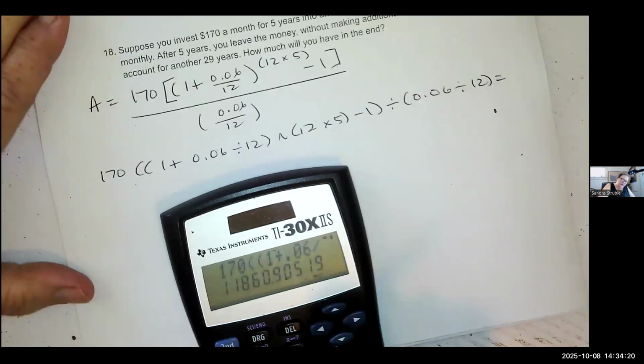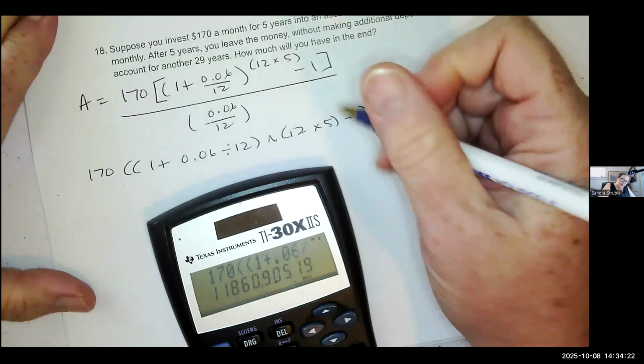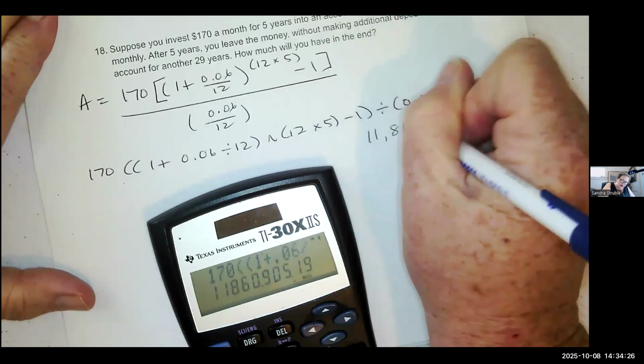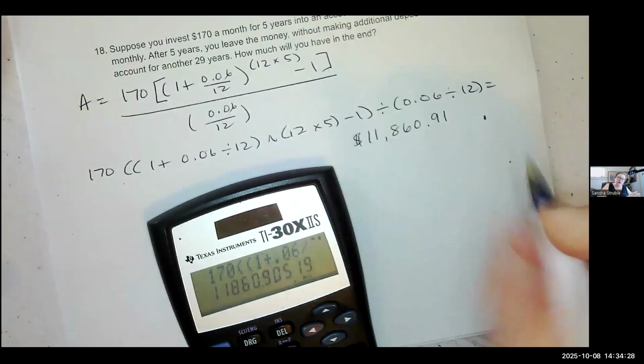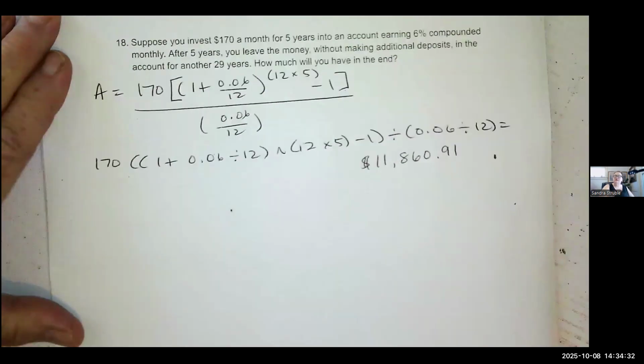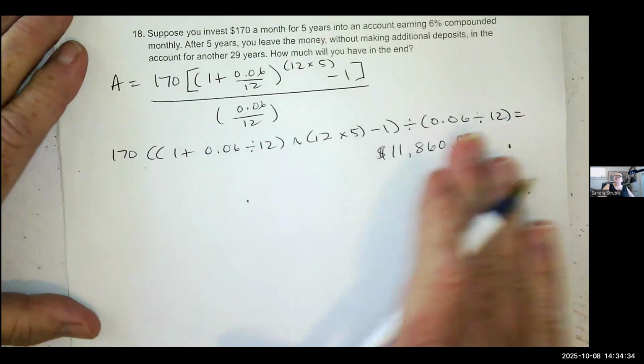So at the end of the 5 years, the annuity will stop, and we'll have $11,860.91. This is where you round. You round right here. Okay. Do not leave the amount in your calculator. You have to round this.